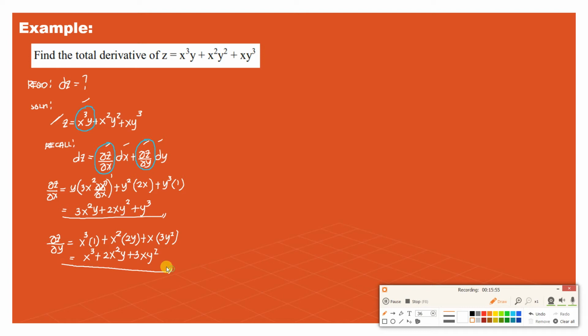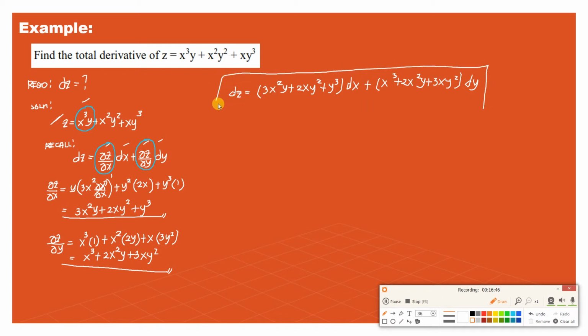So, this is the second part of the partial derivative. Now we can get the total derivative, which is equal to the partial derivative of c with respect to x, 3x squared y plus 2xy squared plus y cubed, times the total derivative of x, plus the partial derivative of c with respect to y, x cubed plus 2x squared y plus 3xy squared, times the total derivative dy. Okay, that's it. That's how easy the total derivative is. But there is an application to this, so we will focus on that.